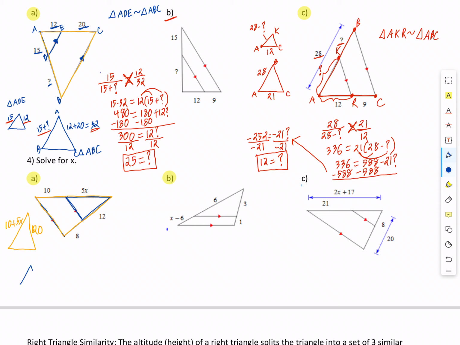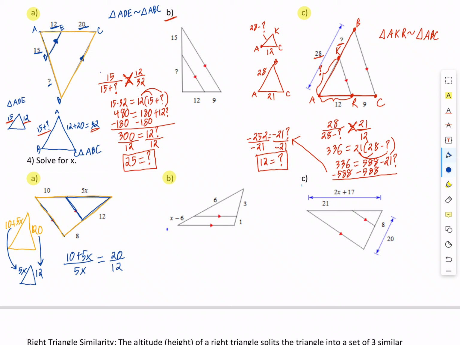So our littler triangle, we're going to have 2x. Oh, not 2x. Got you guys. We're going to have 5x and 12. So these two are proportional, and those two are proportional. So we can do 10 plus 5x all over 5x is equal to 20 over 12.